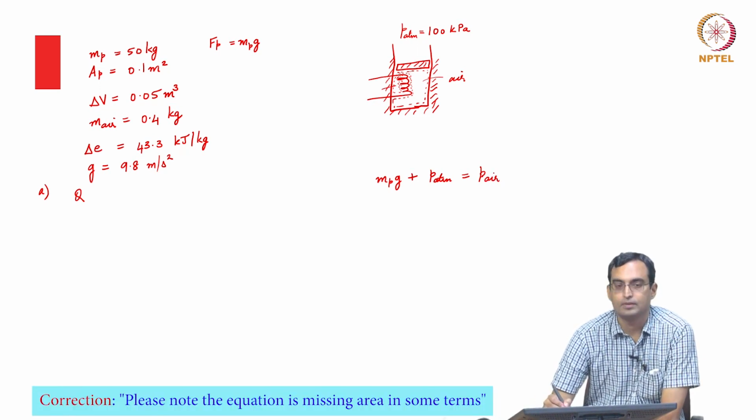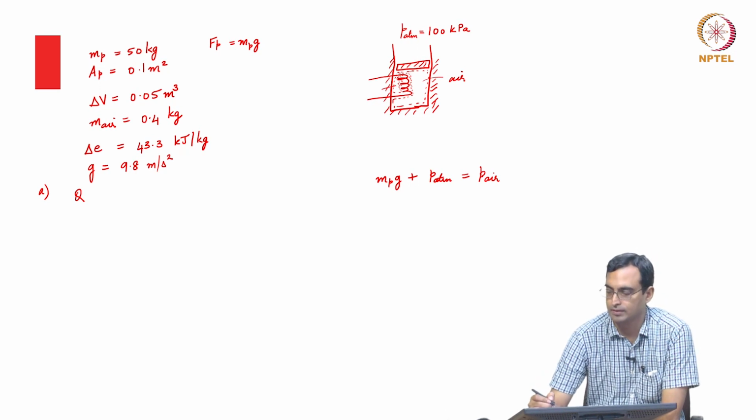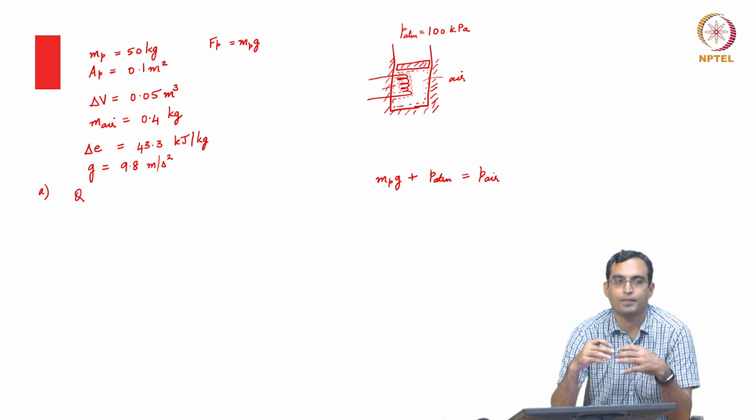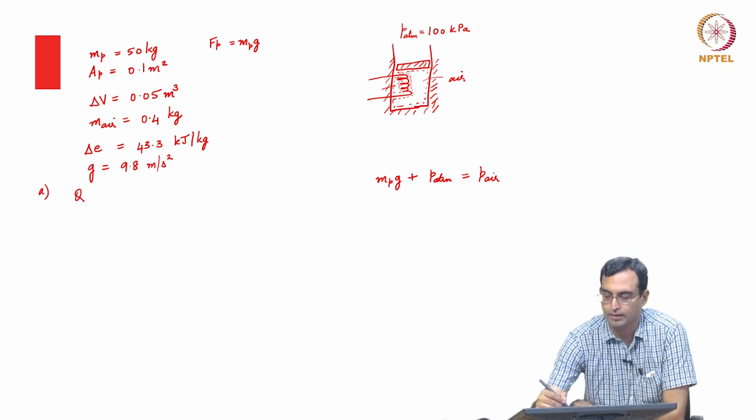This does not change because the mass of the piston is fixed, acceleration due to gravity does not change, and atmospheric pressure is also fixed, 100 kilopascal, it does not change. Therefore, if this is happening in a quasi-static process, close to equilibrium, initially this piston was at rest, later on it is moving very, very slowly.